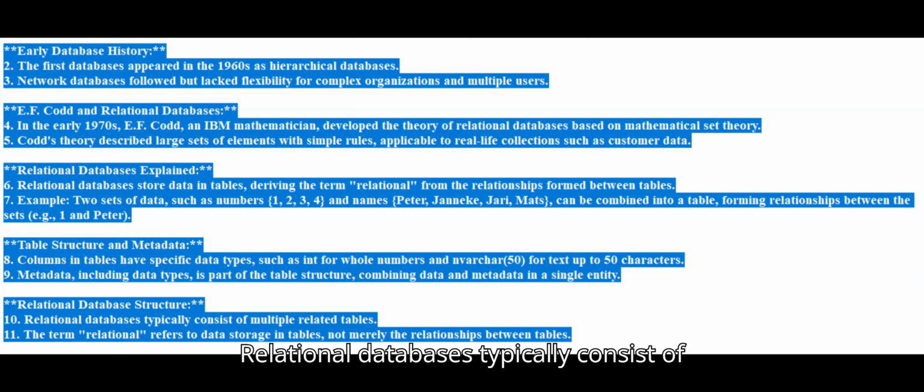Relational database structure. 10. Relational databases typically consist of multiple related tables. 11. The term relational refers to data storage in tables, not merely the relationships between tables.